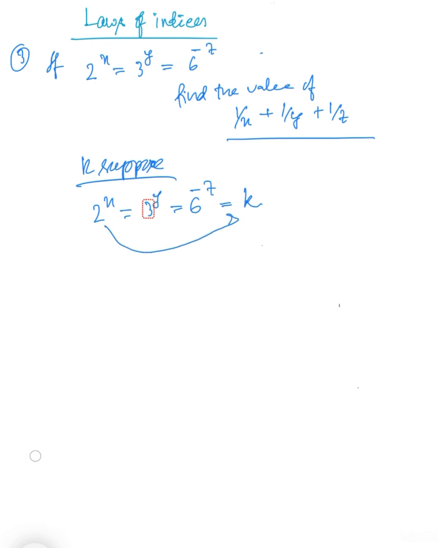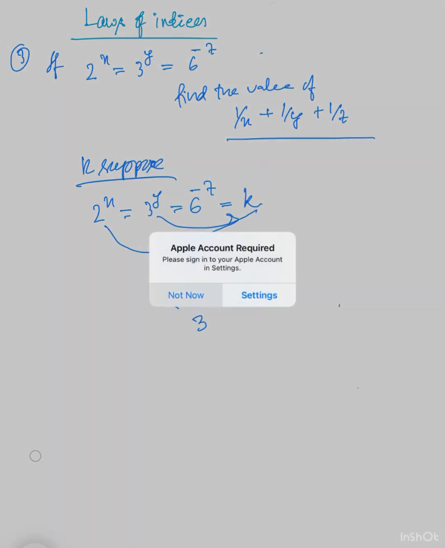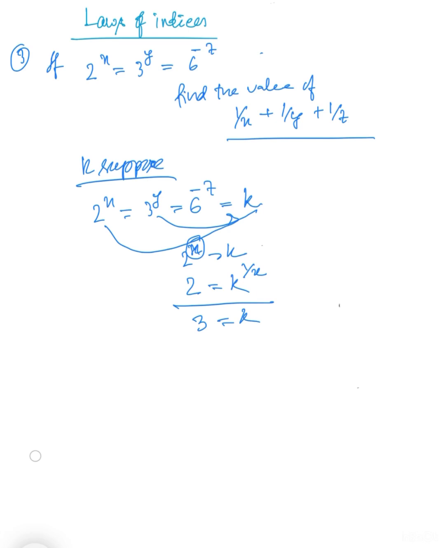So if we consider the first and fourth relation, 2 to the power x equals k, if we free 2 from x, that is 2 to the power 1, then the x power will come to the right hand side as k to the power 1 by x. Similarly, for the second and fourth relation, 3 equals k to the power 1 by y, and 6 equals k to the power minus 1 by z.